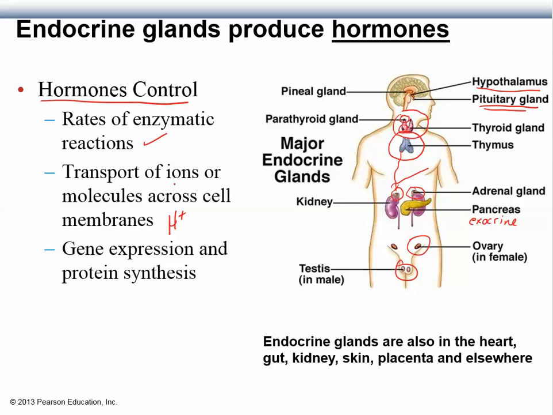Okay, so transport of ions or molecules across cell membranes, gene expression and protein synthesis. Okay, well, that's a big one because that's what happens during puberty. That's why people take testosterone to build muscle, because it does. When testosterone is released from the testes, it sends a signal that says to increase, not cell division, but hypertrophy, to build muscles, to make muscles larger. That is one of the things that it does. It does a lot of other things as well, but that's usually the goal of people who are abusing testosterone. Okay, but there are lots of examples that are much more benign than that one.